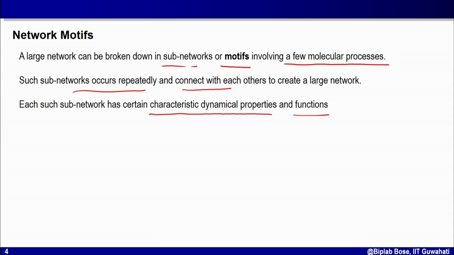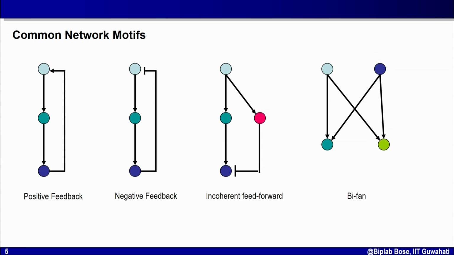That's the impetus behind looking for network motifs, and many scientists are working on identifying and characterizing network motifs in large networks. Let us take a few examples of network motifs which are very common in biological molecular processes. The first one I have shown here is positive feedback.